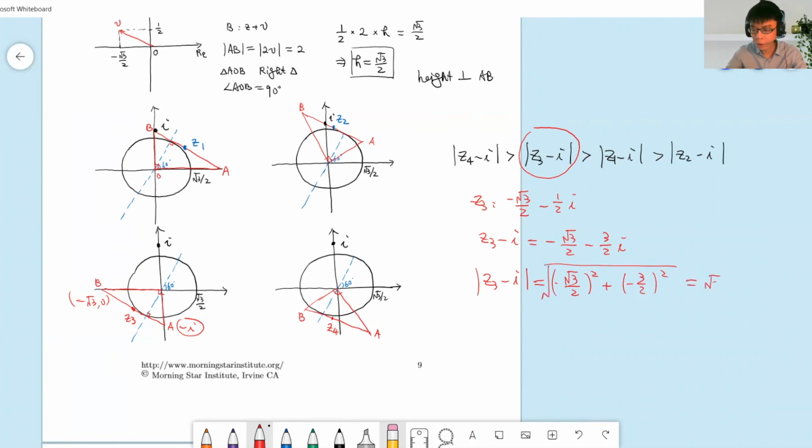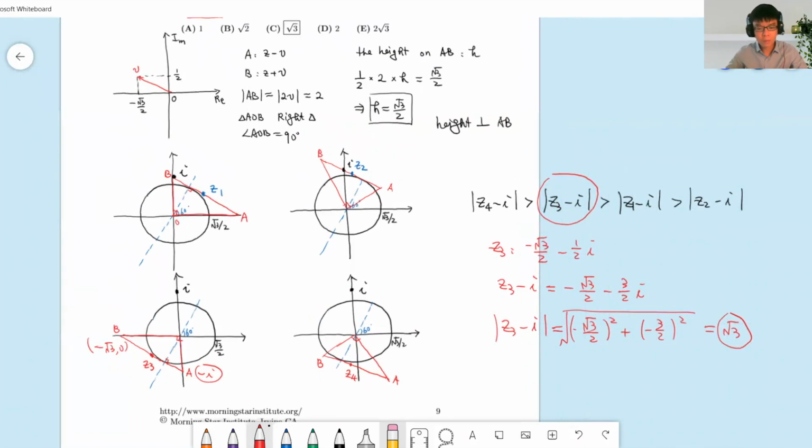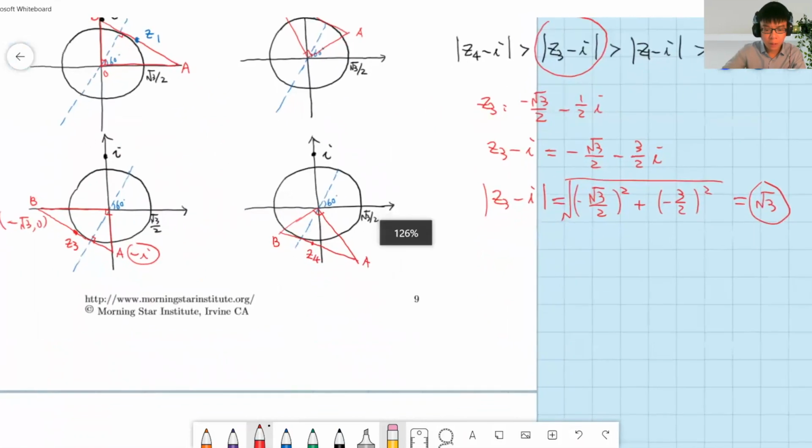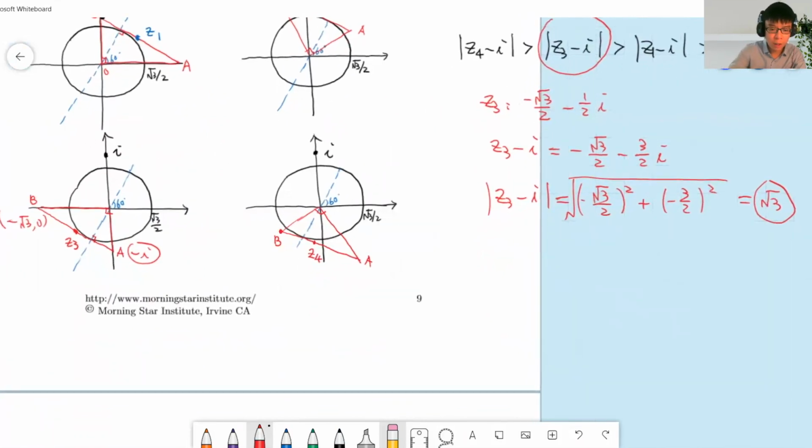This is root 3. So our answer to this question is root 3. Maybe we also need to double check Z4 is indeed the farthest point to I. So that's not hard. So we can basically find the coordinate B and A. And you will see actually Z4 equals minus root 3 over 8 minus 7 over 8 I.